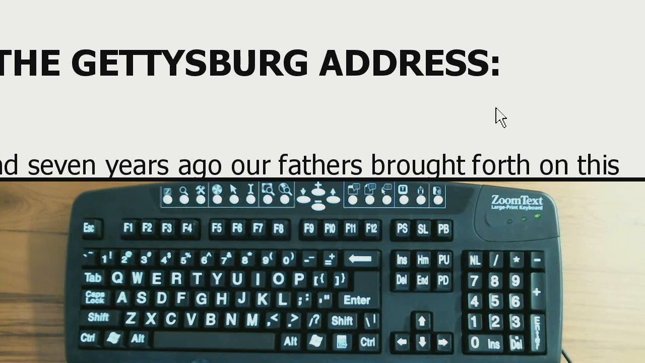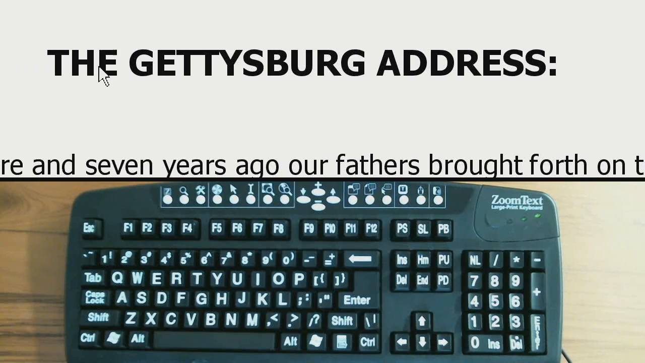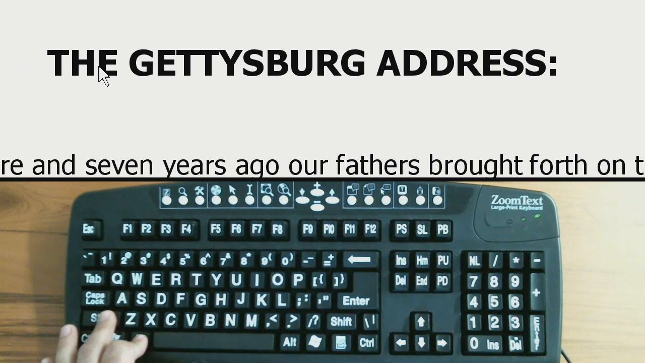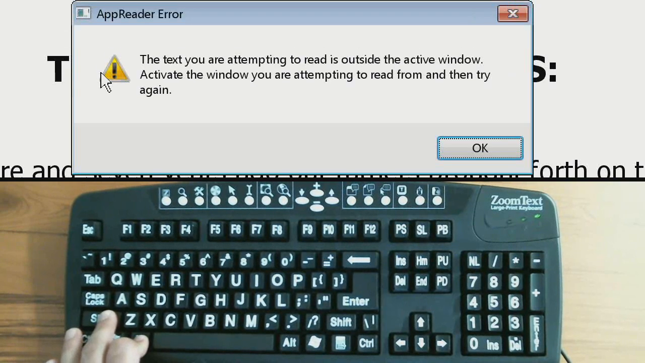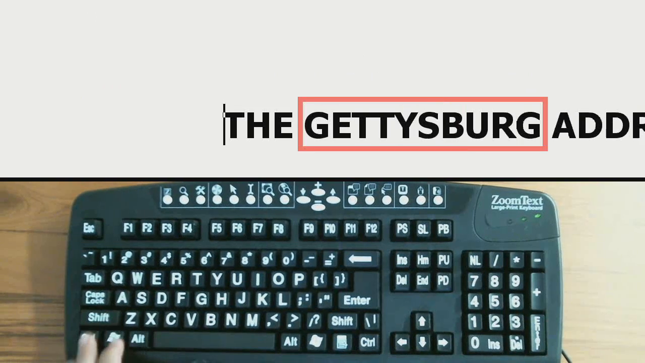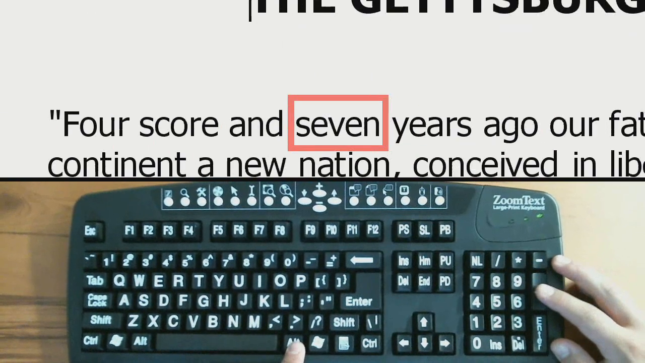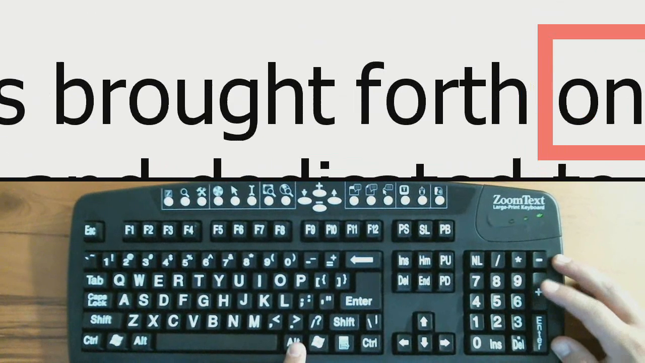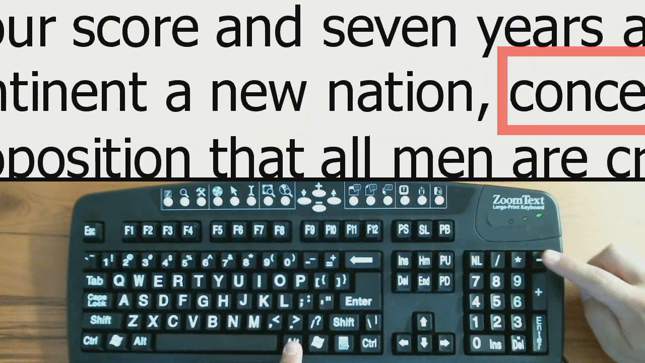A few other things I'll just mention really quickly before we get into some of the ZoomText 10 features and their hotkeys. If you're in AppReader, so let's say I do Alt-Shift, left-click, I can increase the magnification while AppReader is reading. While it's reading, I'm going to hit Alt plus and minus just to show you that I can do that.